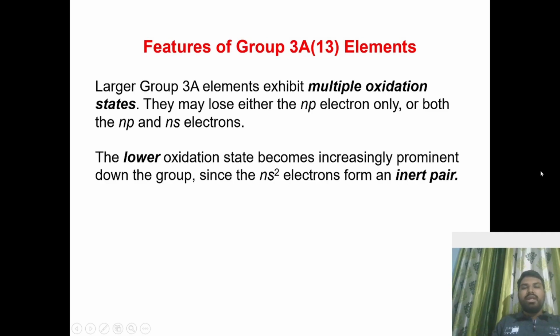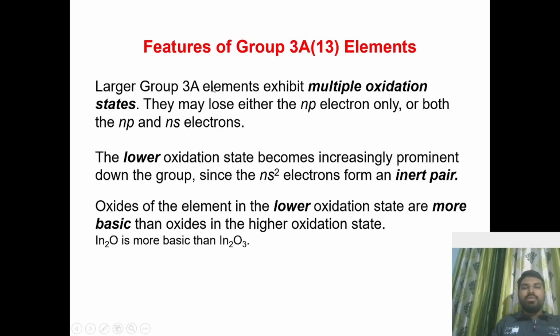Features of group 3A, group 13 elements. Larger group 3A elements exhibit multiple oxidation states, meaning the larger the element down the group, there are multiple oxidation states. They may lose either the np electron only or both the np and ns electrons. The lower oxidation state becomes increasingly prominent down the group since the ns2 electrons form an inert pair. Oxides of the elements in lower oxidation states are more basic than oxides in higher oxidation states, meaning iron(II) oxide is more basic than iron(III) oxide.